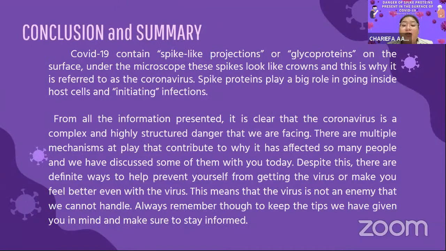Now let us proceed to the conclusion and summary. So COVID-19, as mentioned earlier, contains spike-like projections or glycoproteins on the surface. And under the microscope, these spikes look like crowns, and this is why it is referred to as the coronavirus. Spike proteins play a big role in going inside host cells and initiating infections. From all the information presented, it is clear that the coronavirus is a complex and highly structured danger that we are facing. There are multiple mechanisms at play that contribute to why it has affected so many people, and we have discussed some of them with you today.